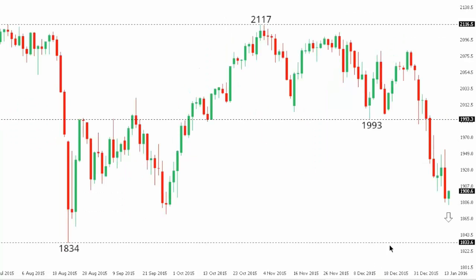SPX 500. So the S&P 500 continues to extend its impressive declines, with the market now closing in on a retest of the critical August flash crash low at 1834. At this point, any rally should be very well capped towards some previous support, now turned resistance, around 1993. That's the low that we saw going back to the 14th of December. Only back above 1993 would really take the immediate pressure off the downside in this market.